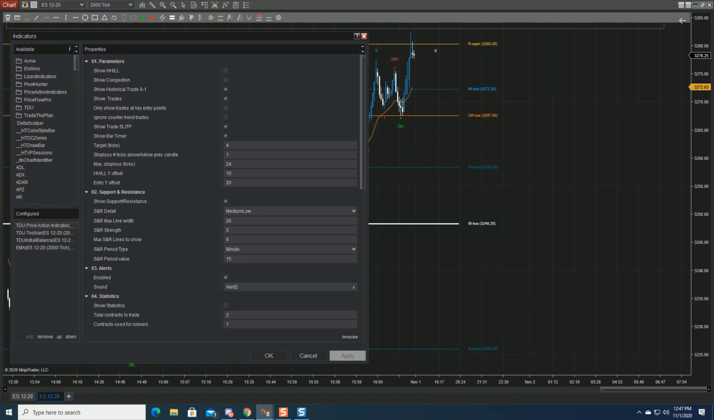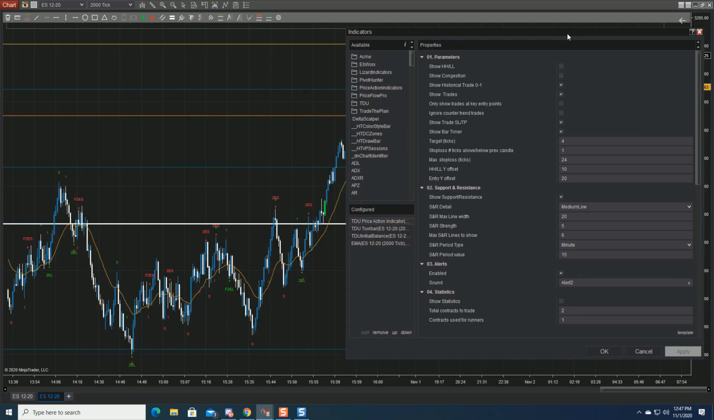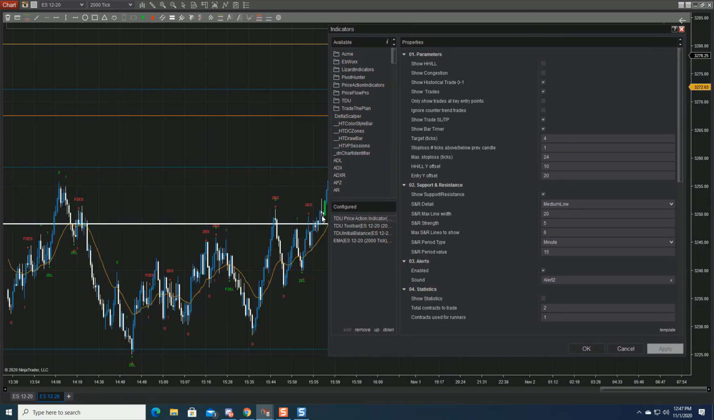Let's do it this way. All right. So you can see over here. Now, one choice that I have here in our parameters, I can have it show me the higher highs and higher lows. So if I apply that, and push this up.